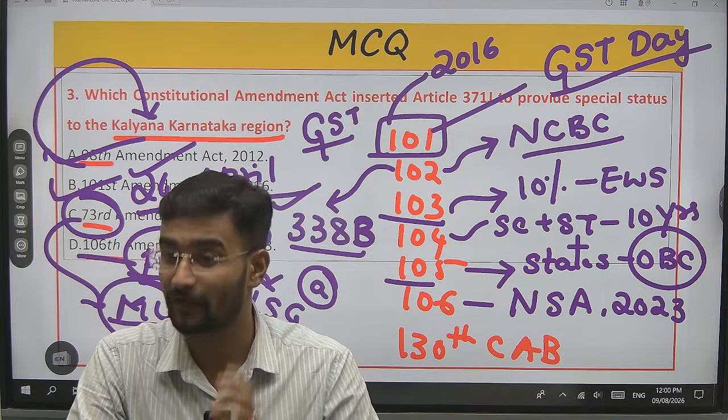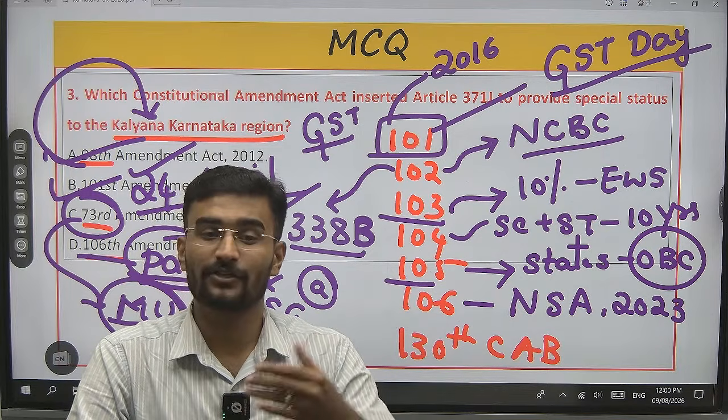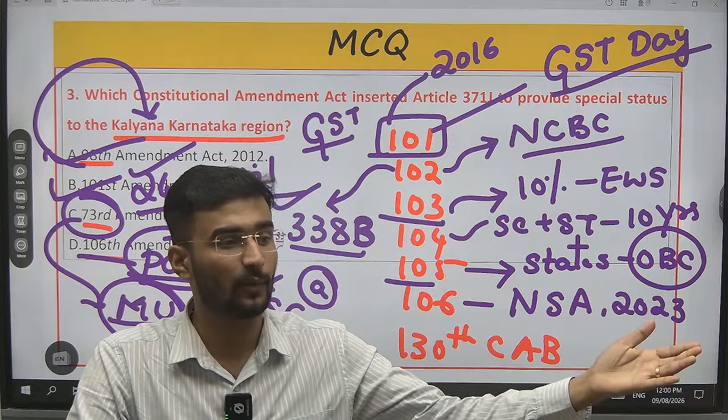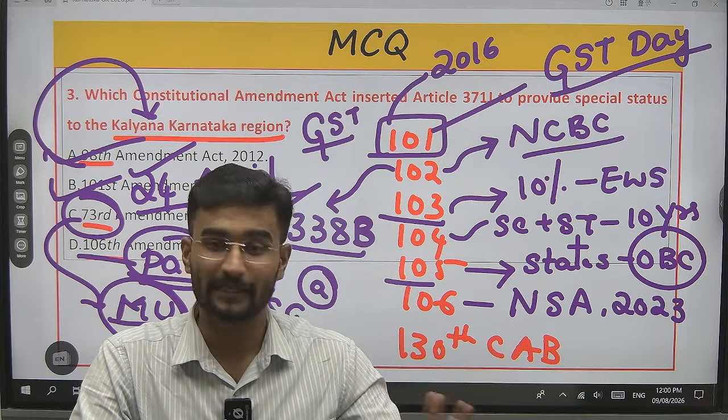After that comes the 61st. It is universal adult franchise, which has been reduced from where to where? From 21 to 18. Okay, 69th.